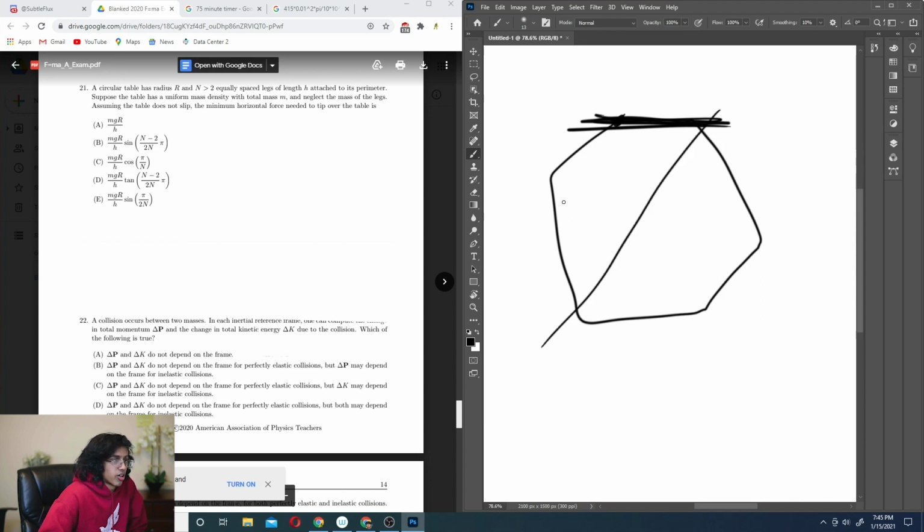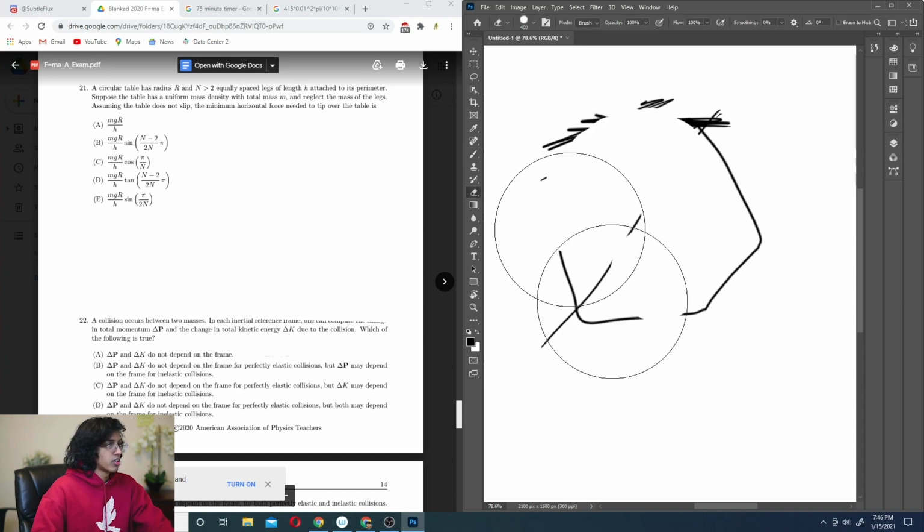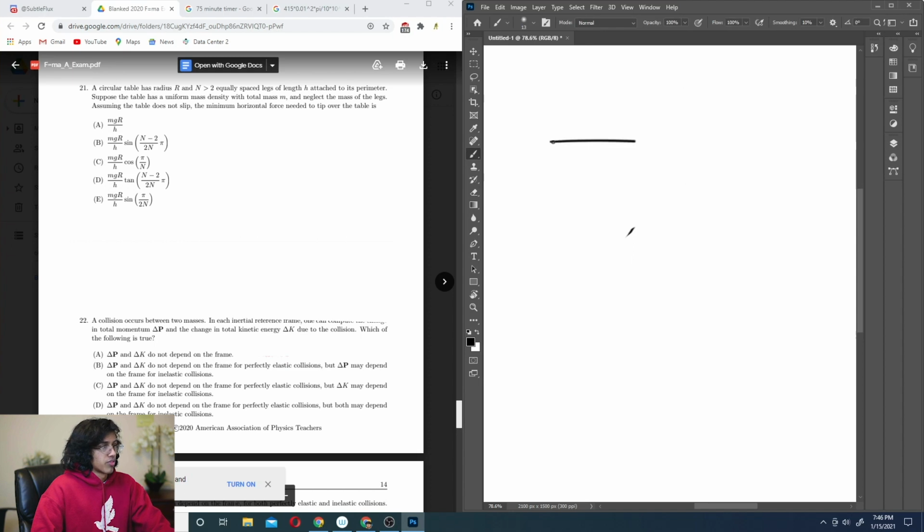You can't do this without going on these legs. So I'm assuming this is the best way to tip it over. There's no reason to tip it over like this, right? Basically, the minimum horizontal force needed to tip over the table is going to be where it has the least, what do you call, the least moment of inertia, right? So essentially, you want it to be as close to the rest of the table as possible. Okay, let's see. So you have a side view of the table.